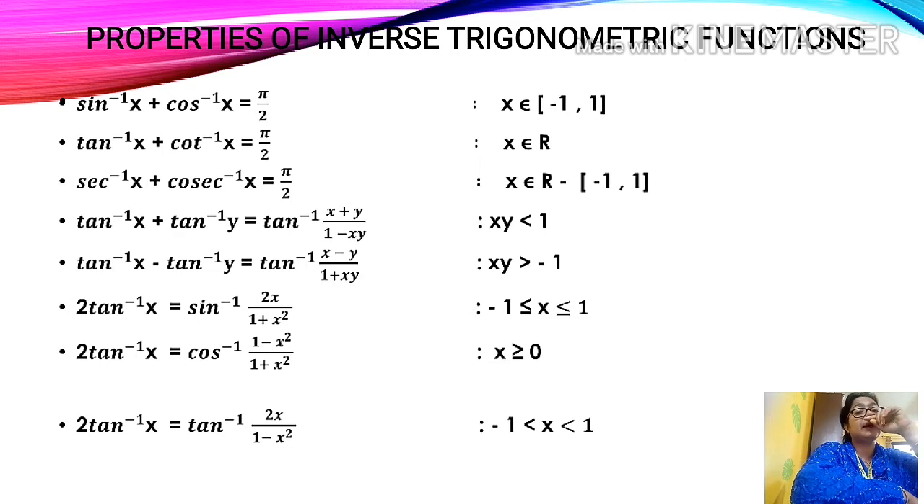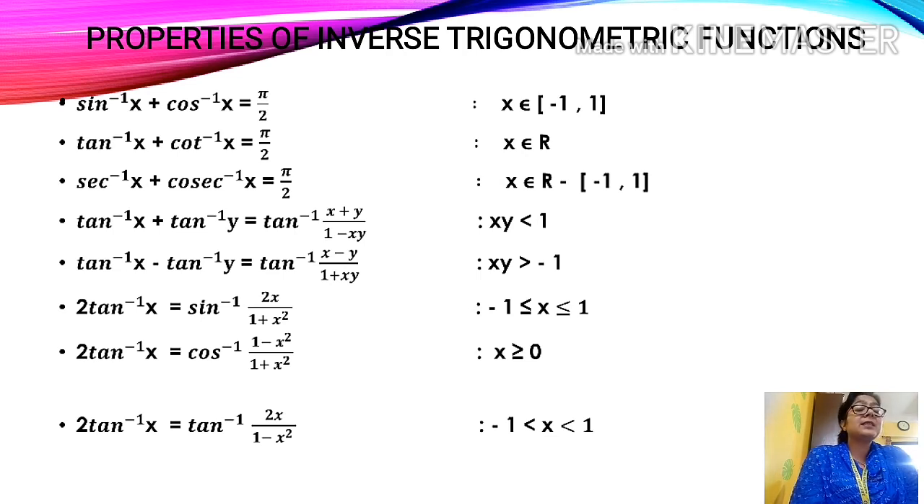Then this is the sum of tan inverse x and tan inverse y. Tan inverse x plus tan inverse y is equal to tan inverse of (x plus y) by (1 minus xy). And tan inverse x minus tan inverse y, a similar type of formula. It is tan inverse, just the difference in the sign, (x minus y) by (1 plus xy).